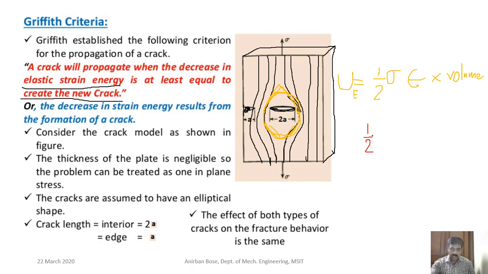So energy released will be half into stress into strain into the volume. What is the volume? The volume in this region that will be released because of the crack. In this region, how much strain energy can be stored? That will be released. That is the first point: a crack will propagate when there is a decrease in elastic strain energy. The first part we are now calculating, how much strain energy will be released.